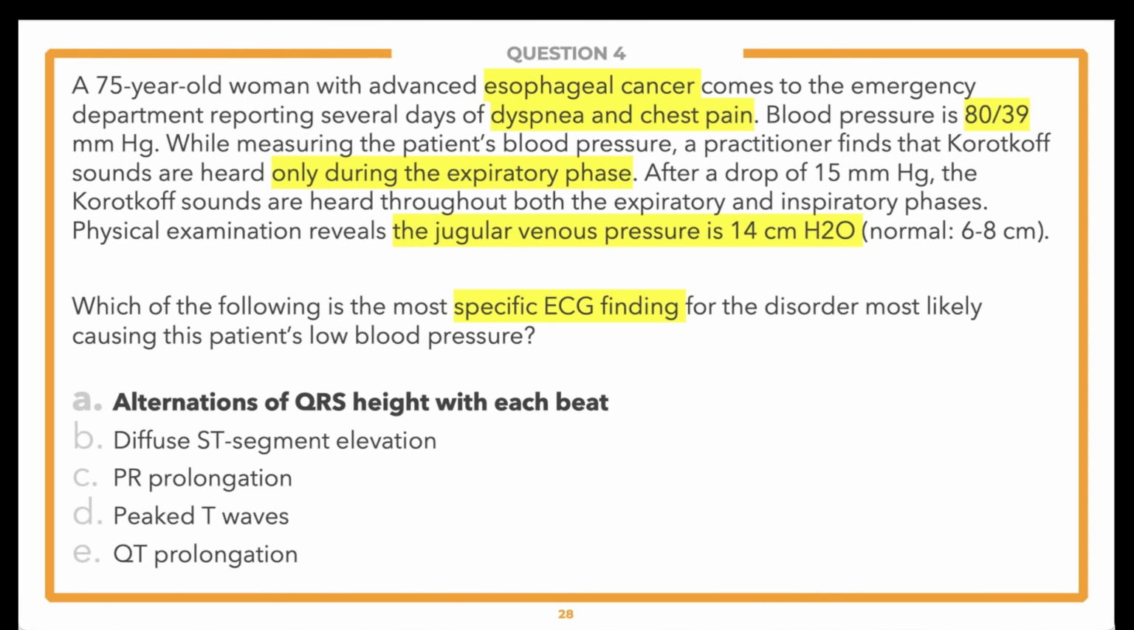Now, how can I connect that to an EKG finding or ECG finding? Let's go through these options, right? These are high yield options. They all point towards different things, and we'll go through it. So let's start with E and work our way up.